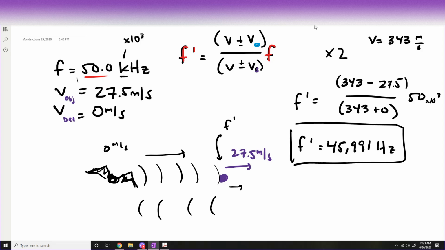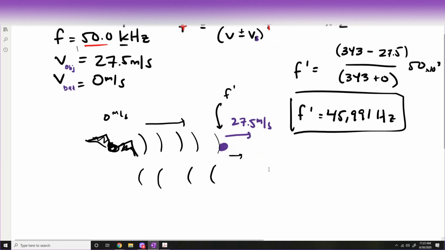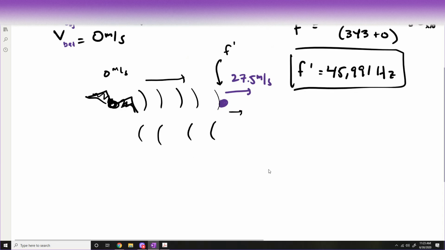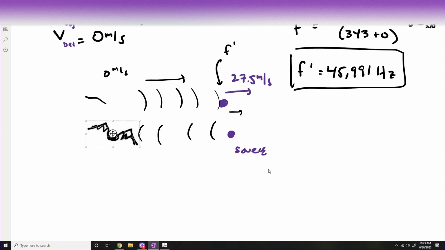Now that is not the final answer. This is the frequency that is basically bouncing off of the observer. So now we're going to flip it. This object will be the source, and the bat will be the receiver, or the observer. We're looking at this new frequency, 45,991, and we want to know what frequency the bat receives back.